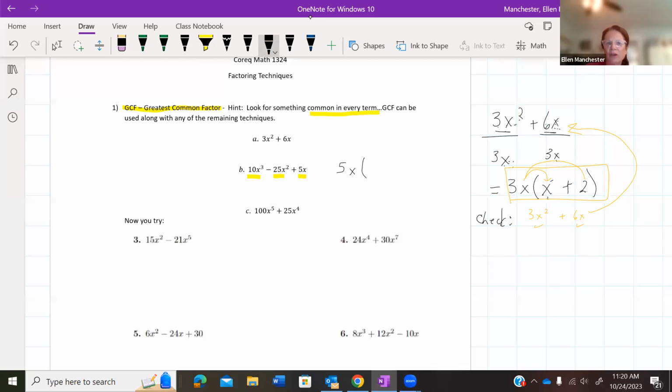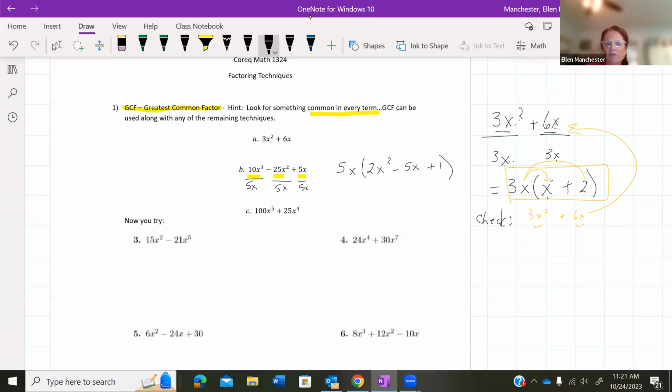And then if you notice on A, I ended up with a binomial within parentheses. On B, I'm going to end up with a trinomial inside the parentheses. So however many terms I have determines how many terms I'm going to have on the inside. Okay, so now I'm going to divide. So 10x divided by 5x is 2x squared. Negative 25x divided by 5x is a negative 5x. And then 5x divided by 5x is plus 1.